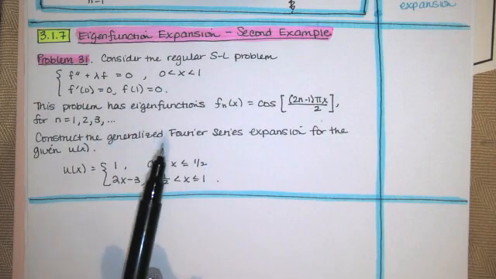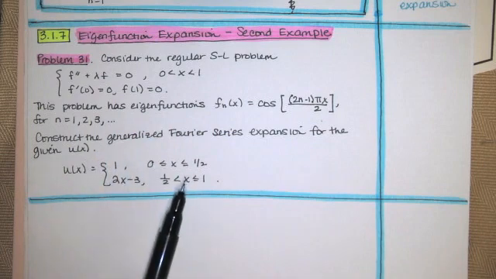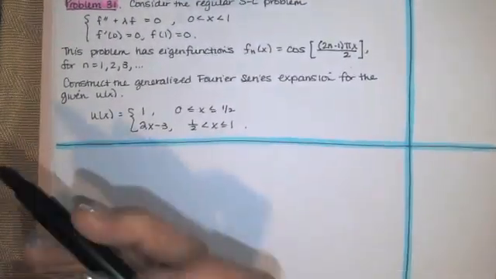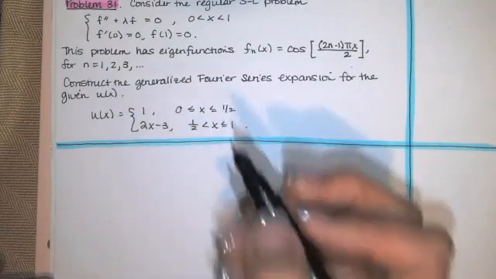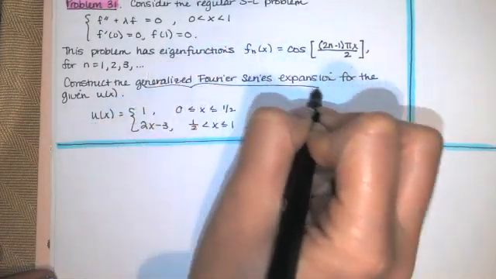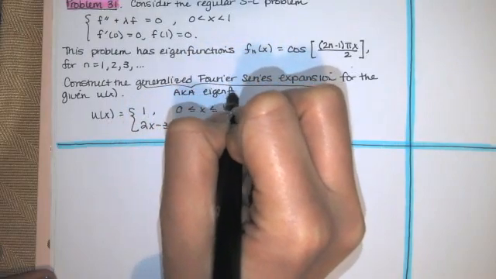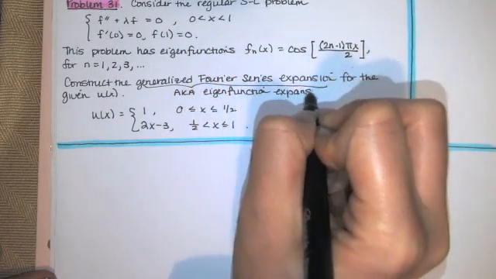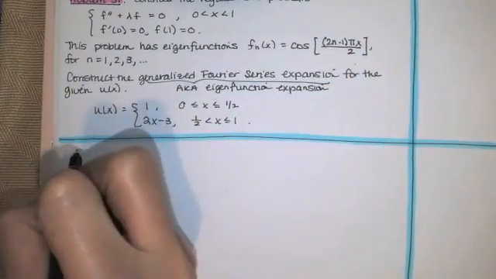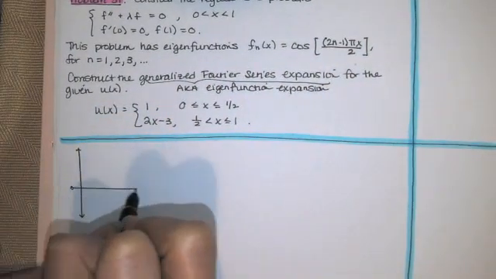And we're asked to construct the generalized Fourier series expansion for this function. I do want you to notice that this is a piecewise smooth function. So it makes sense to talk about finding a generalized Fourier series expansion, otherwise known as an eigenfunction expansion, for this function. But let's look at what u is. It's defined on the interval from 0 to 1.